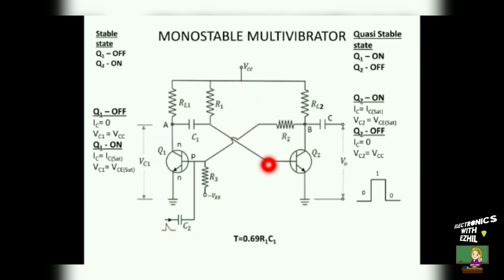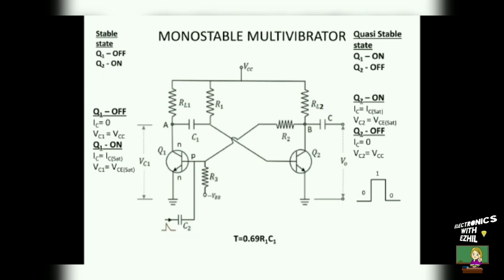This supply voltage is much greater than the cut-in voltage of the transistor 2, so that the transistor 2 will be driven to on state. Once it is on, the collector and emitter terminals of the transistor 2 are getting shorted. So, more current will be flowing through the collector terminal, which is equal to ICE saturation. The voltage across the collector to emitter terminal will be equal to VCE saturation. This is the stable state of the monostable multivibrator, which is Q1 off and Q2 on.